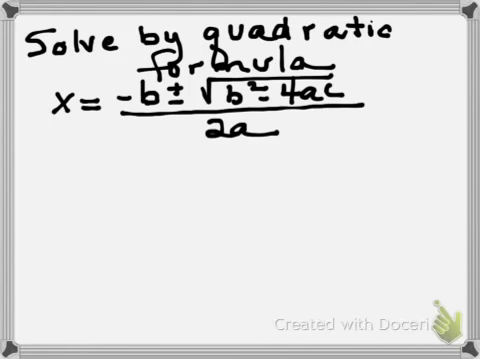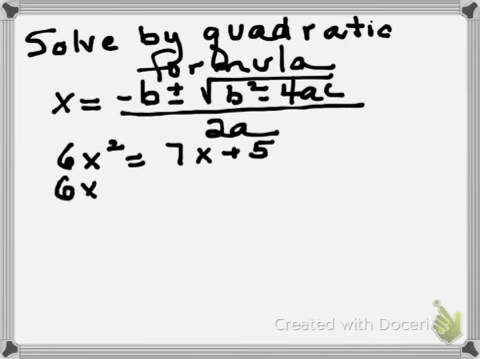Now where do the a, b, and c come from? A is the coefficient of the quadratic term, b is the coefficient of the linear term, and c is the constant. It's writing the quadratic equation in standard form. So let's take a problem. 6x squared equals 7x plus 5. It is not in standard form. I need to get this equal to 0. So I'm going to write 6x squared, subtract 7x, subtract 5 equals 0.